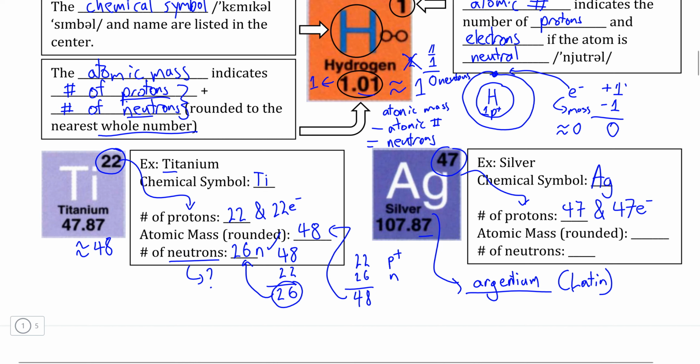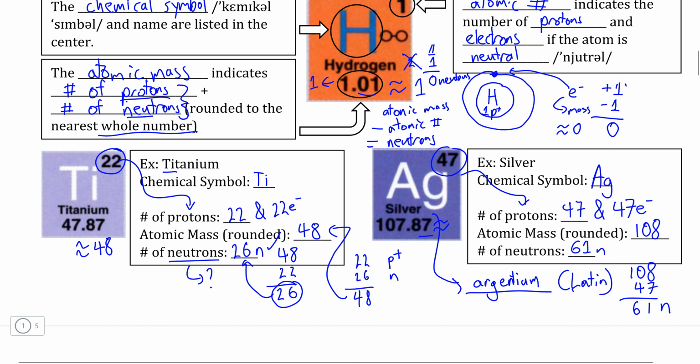We take our atomic mass, 107.87, and we recognize that this is closer to 108 than it is to 107. Then all we need to do to find the number of neutrons is to take the atomic mass, 108, and subtract our protons from that. So 8 minus 7 is 1, and 10 minus 4 is 6. So that means that silver should have 61 neutrons.